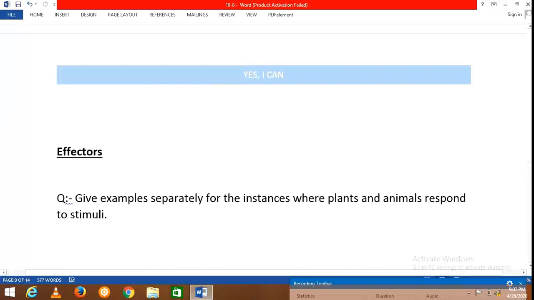So the effectors are either muscles or glands, and they are helpful to come up with a response.